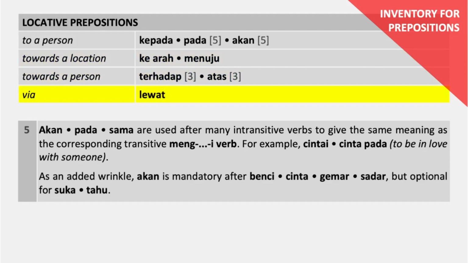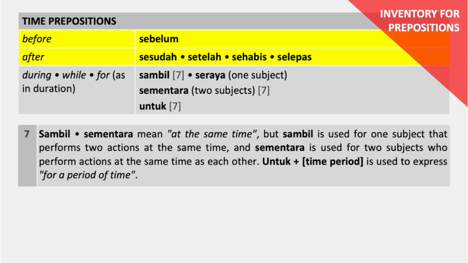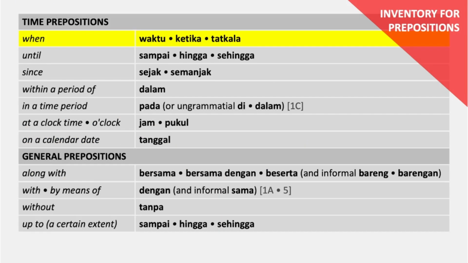Via, lewat. Time prepositions: before, sebelum; after, sesudah; during, sambil or sementara or untuk. Sambil, sementara mean at the same time, but sambil is used for one subject that performs two actions at the same time, and sementara is used for two subjects who perform actions at the same time as each other. Untuk plus time period is used to express for a period of time.